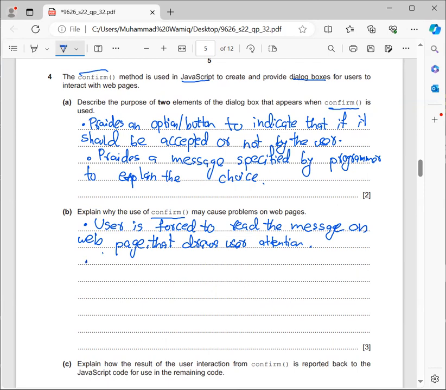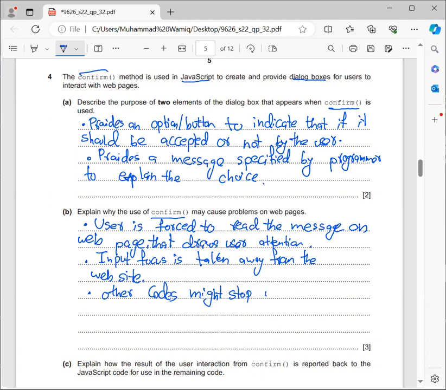The second point can be that your input focus is taken away from the website. The third point can be that if you are using this, your other code might stop working correctly until the user has selected the choice.